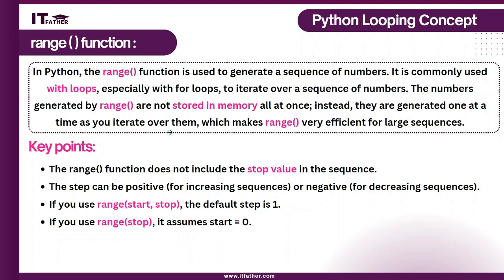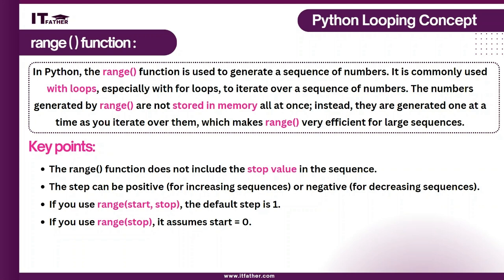It means whenever we iterate with the help of a for loop using the range function, only then will it provide you a number. Otherwise, the range function will not store the output in memory. So that is why the range function is memory efficient. The range function is very efficient for large sequences. If you have a very big sequence, for example 1 to 1 crore, 1 to 1 million numbers, and you want to generate it, then it would occupy large storage in memory.